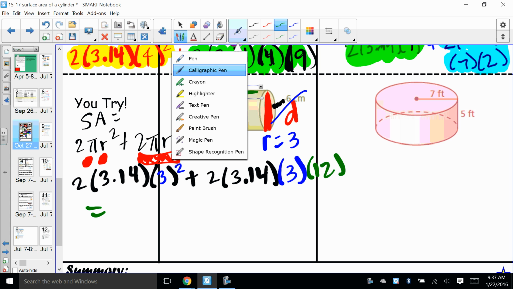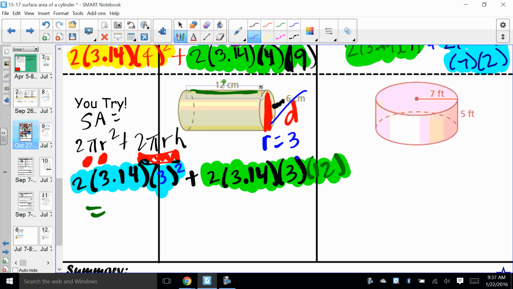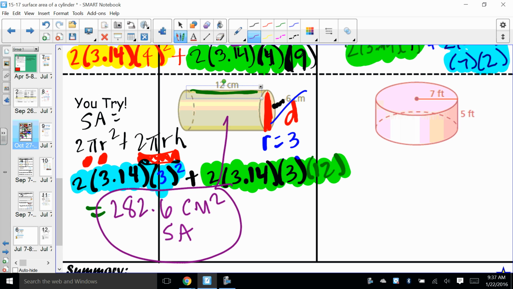So we have 2 pi r squared. Let's go ahead and take a look at what I just wrote. 2 pi r squared, there's the area of the top circle and the bottom circle, plus the lateral area, or the area of the rectangle that wraps around: 2 pi r h. All right, so we type all that in our calculator. Everybody's typing, go. And you should end up with an answer of 282.6 centimeters squared. That is the surface area of this cylinder. How much wrapping paper would be needed to cover circle 1, circle 2, and the rectangle that wraps around?